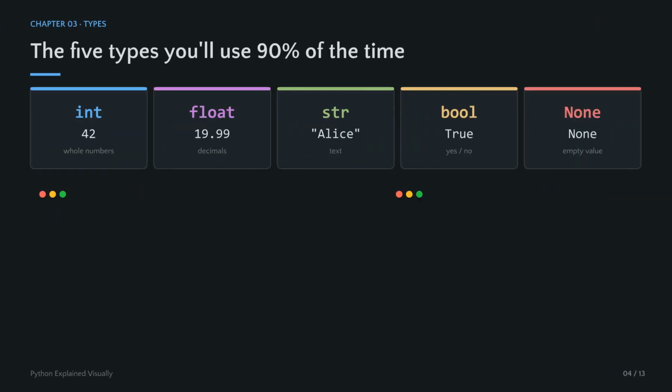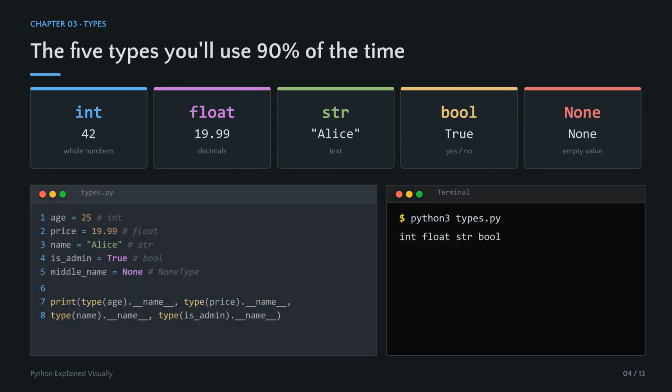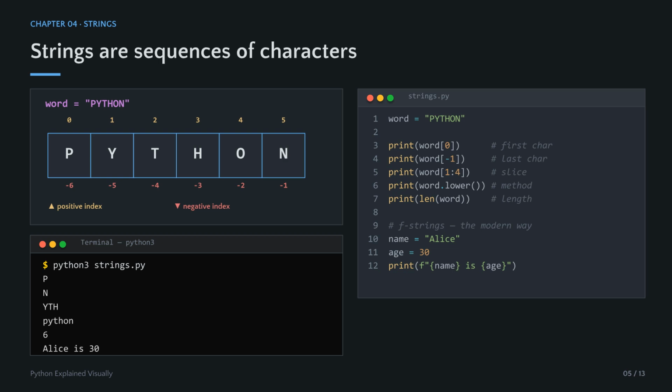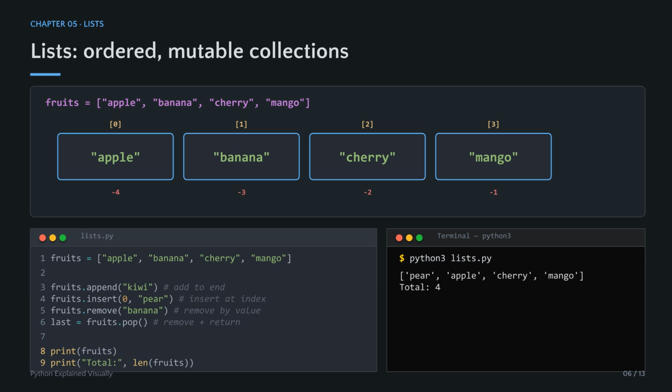The 5 data types you will use most often are integers, floating point numbers or decimals, strings for text, booleans for true/false values, and None for empty values. Strings are sequences of characters. They can be indexed from the beginning with positive numbers, starting at 0, or from the end with negative numbers, starting at -1.